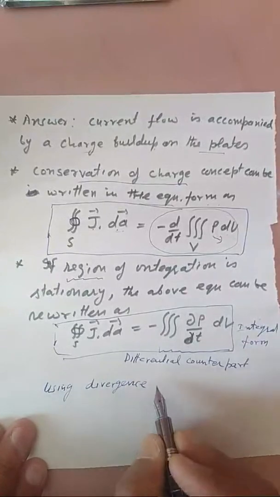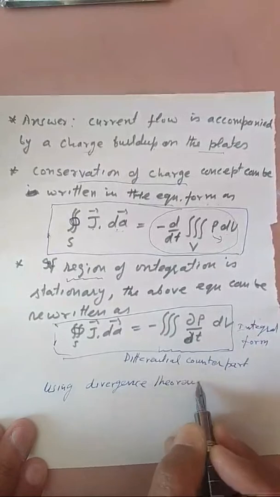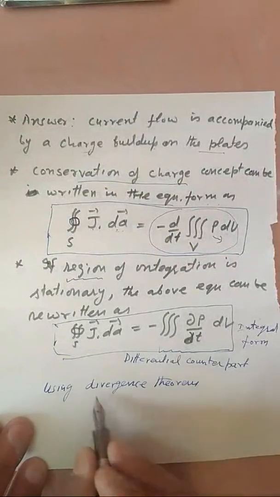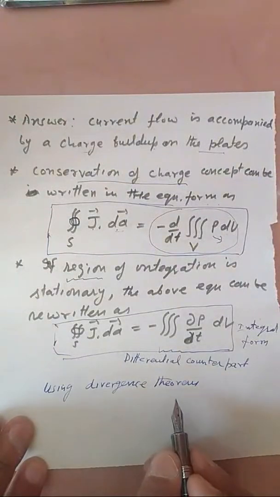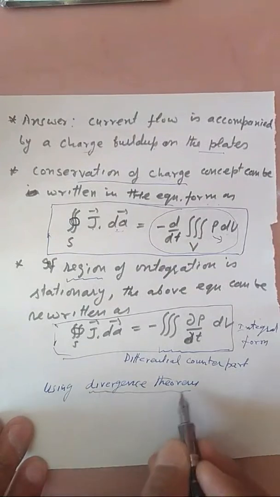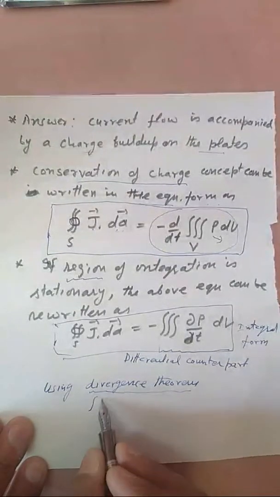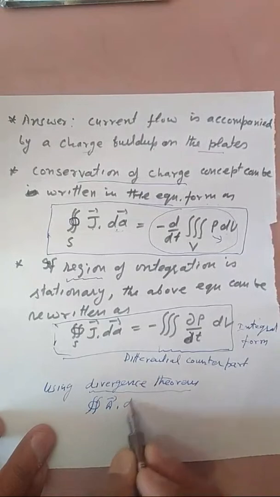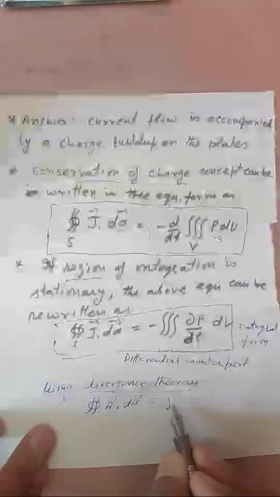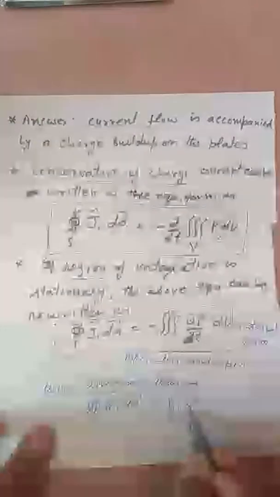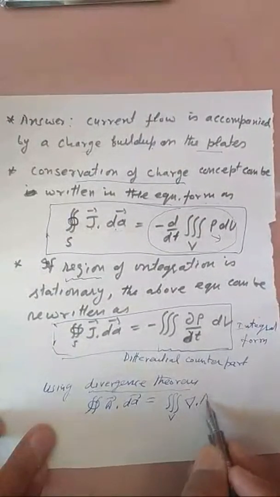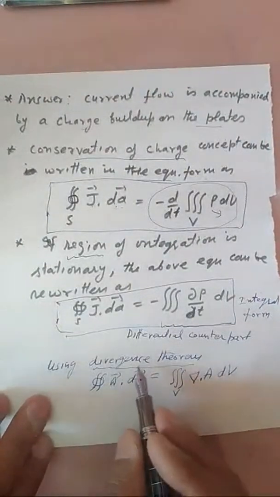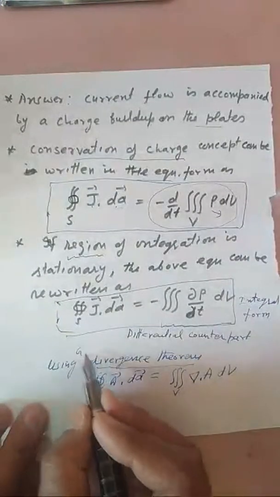I want to clarify one thing: the divergence theorem and Gauss's law are not the same. They are different. This is a theorem, while Gauss's law is a law. The divergence theorem is a mathematical expression that relates a surface integral of A dot dA, where A is a physical quantity and dA is the area element, to the volume integral of the divergence of A into dV. This is the Gauss divergence theorem.